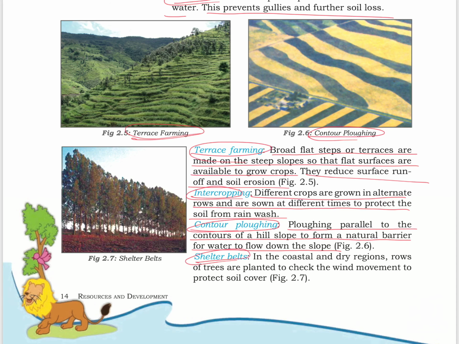Next, we have shelter belts. In the coastal and dry regions, rows of trees are planted to check the wind movement to protect the soil cover. This is called shelter belts. In this picture you can see the shelter belts.